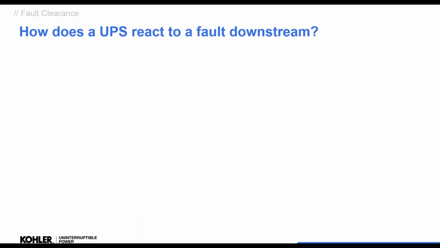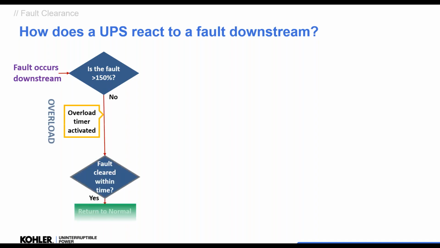Now the UPS goes through a number of decision-making steps. First of all, it asks: is the downstream fault greater than 150%? Because most UPSs can run 150% as an overload. Over 150%, it treats it as a short circuit. If it's under 150%, it will time. It's an exponential timer, so it can run up to 150% for maybe 30 seconds to a minute, 125% for 10 minutes. It'll try and clear the fault. If it does, it returns back to normal operation.